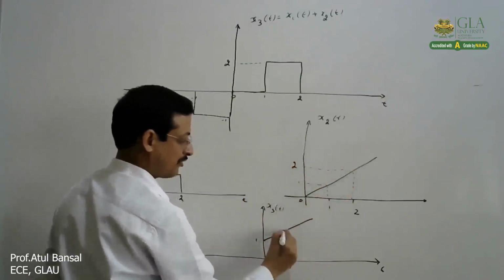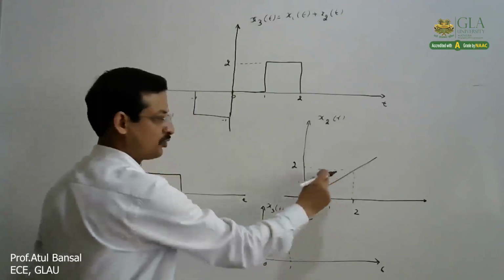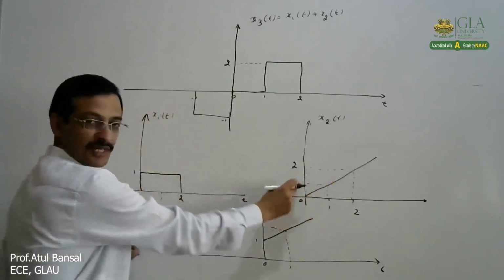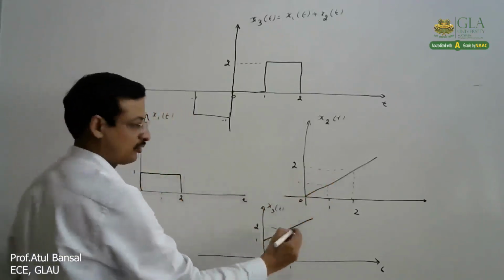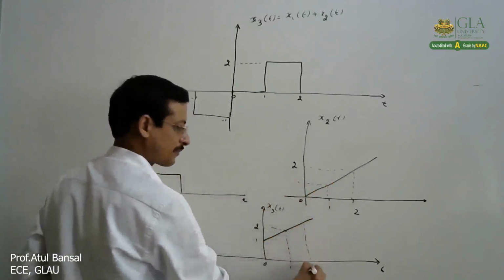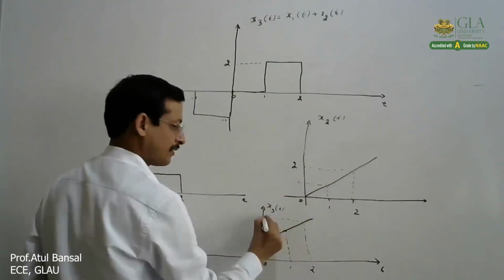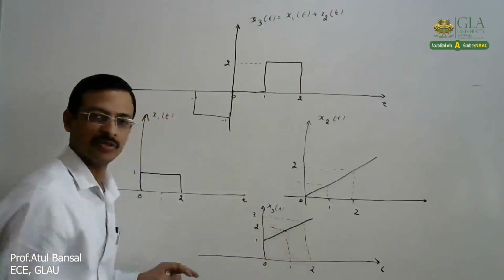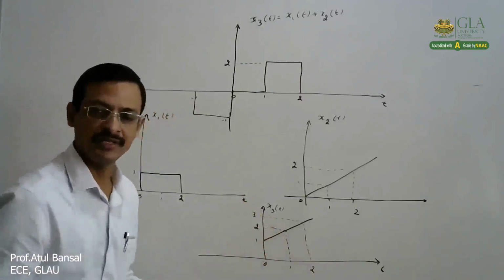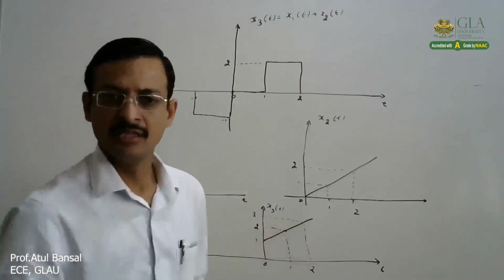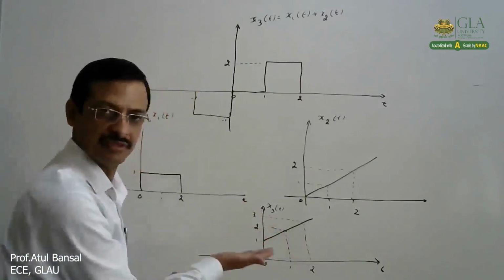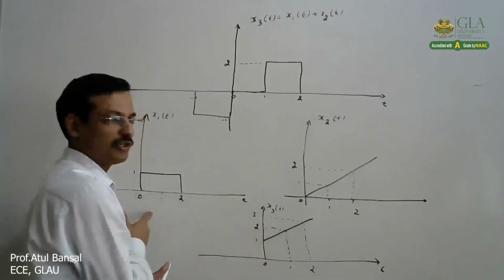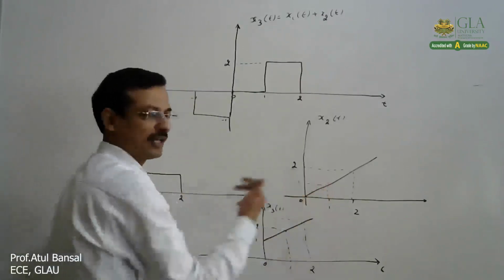At 1, instead of this 1, it will be 2. At 0, in place of 0, it will be 1. At 2, this will become 3. So like this happens. You have studied this in first year, if you remember, the DC shift. It is just a DC shift. This we can view as a DC.